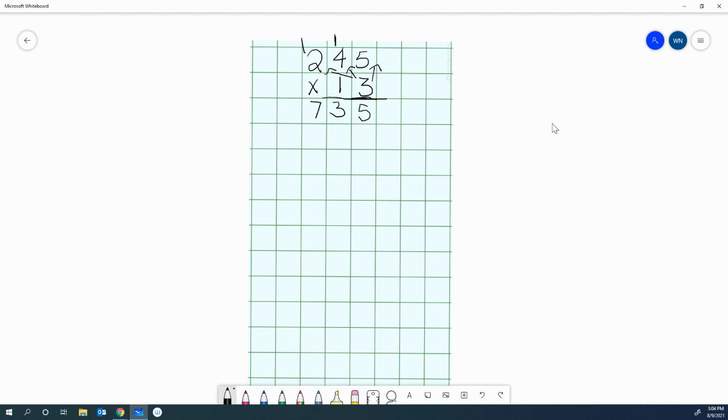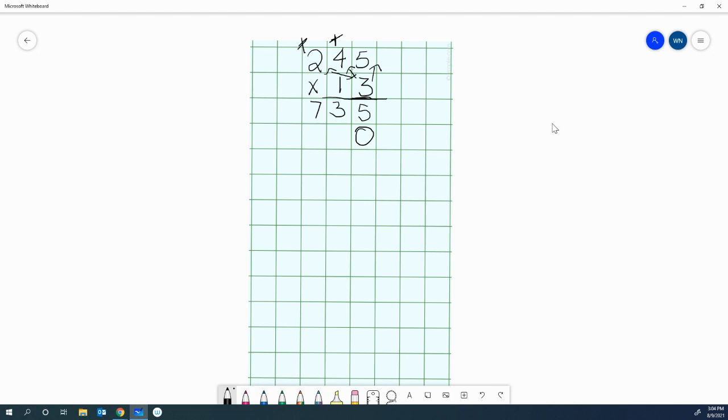Now here's the tricky part that a lot of people forget. Make sure you put your 0 in. Because we're going to be multiplying by the 1 in the tens place. So in reality, we're multiplying by 10. So we need to make sure you put that 0 in. I'm going to go ahead and cross out my little things I brought over as well.